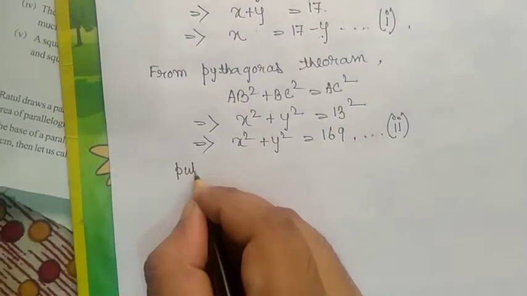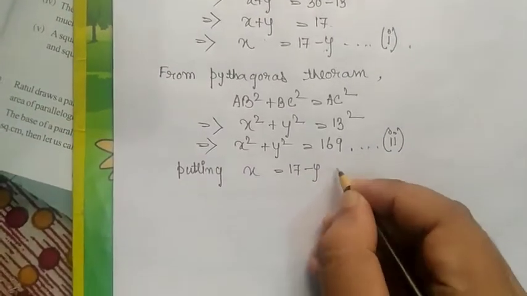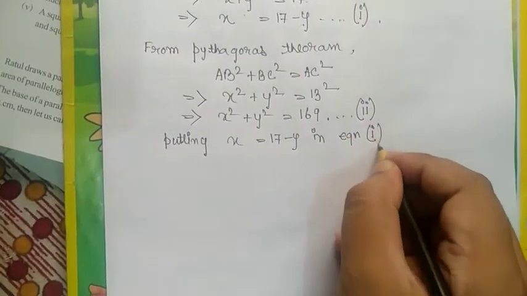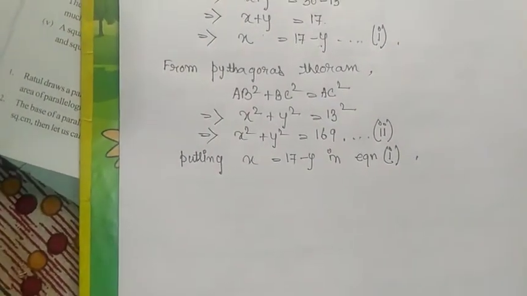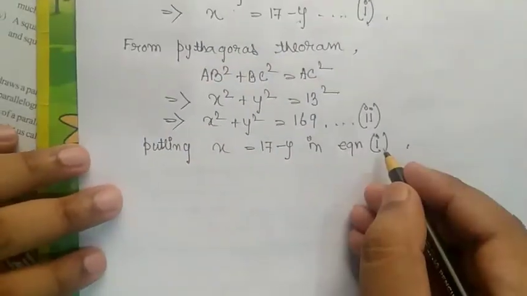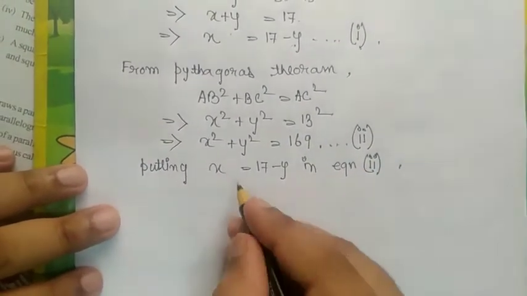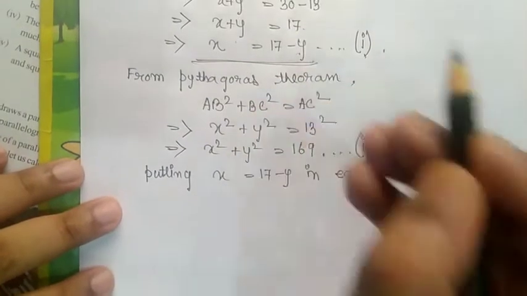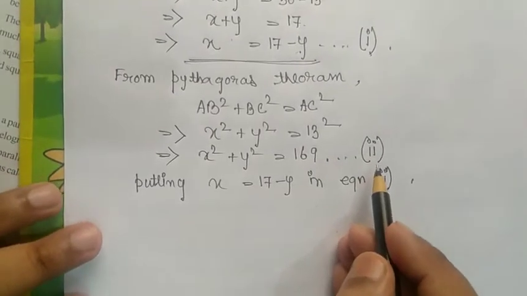Now putting x equal to 17 minus y, we use the substitution method from chapter number 5. This is a very important sum because we have to use the substitution method in this procedure. We have to put x equal to 17 minus y in equation number 2. This is the procedure of the substitution.